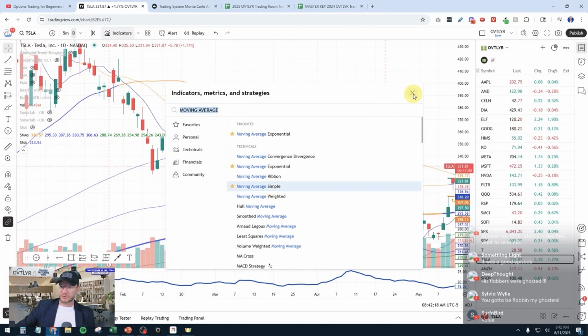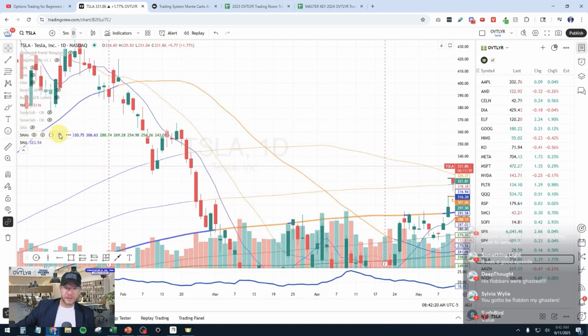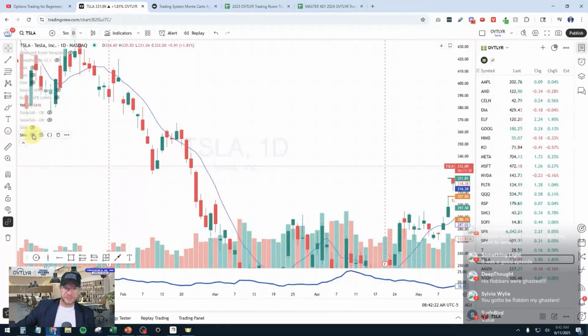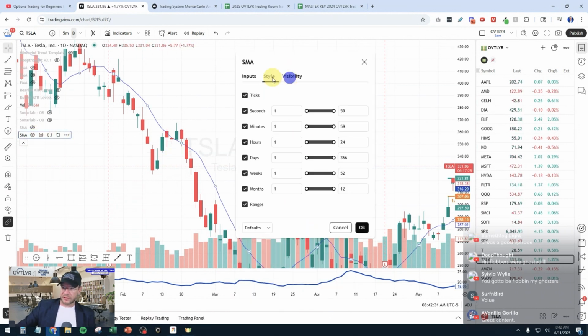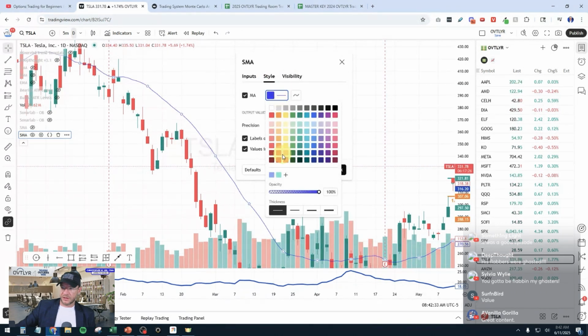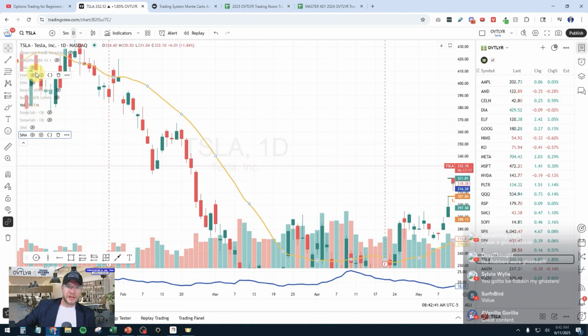Okay, simple moving average. That's all I want. Let's remove this. Simple moving average. Oh, I just turned it off. Let's do a 20 period. And we'll make this yellow or orange. I'll make it thick because I like them thick. There we go. And then we'll add the 20 period EMA with the black line.